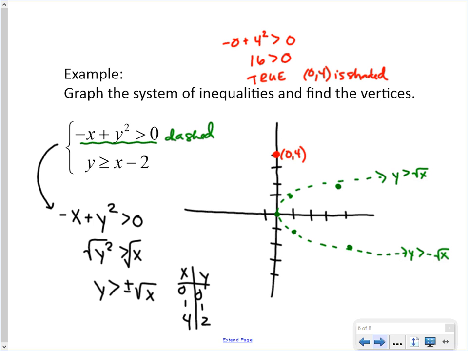Now we got one other graph to do. This one I feel pretty confident with. It's a line, y equals mx plus b. So I'm just going to plot my y-intercept at negative 2. And I got a slope of 1, so I'm going to go up 1, right 1. And this one should be a solid line because it has the or equals to. So this is y is greater than or equal to x minus 2.